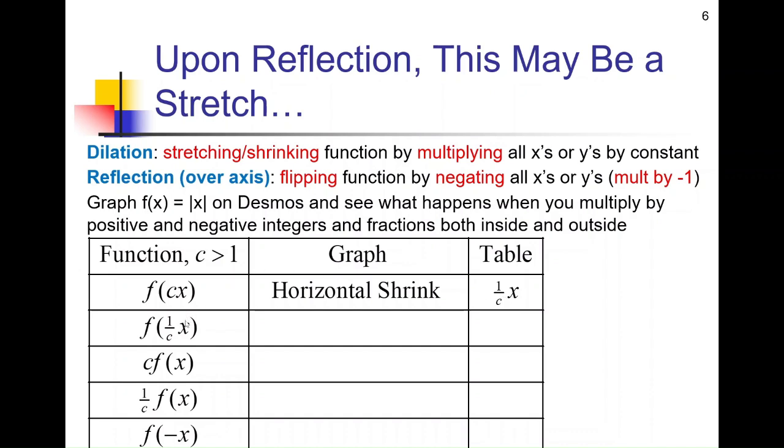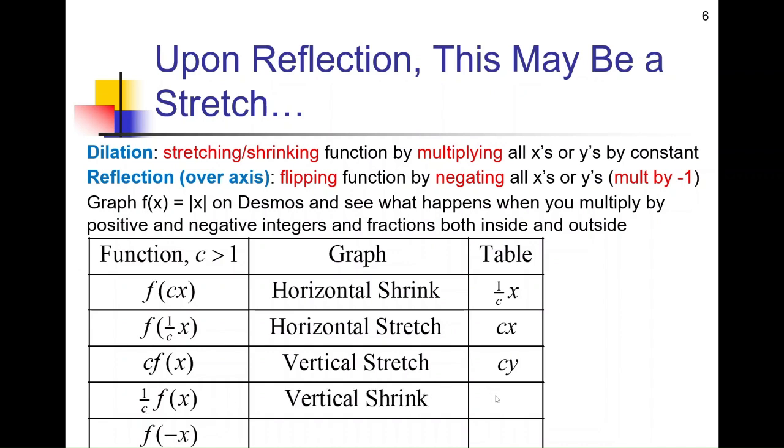Now, if you multiply by a fraction inside, that's going to give you a horizontal stretch. And then instead of dividing by c here, you're actually multiplying all the x values by c. So again, it's the inverse of what you expect because it's an inside change. Now, the outside changes: a number bigger than 1 outside gives us a vertical stretch, and that's going to be c times the y value. We really are multiplying by c in this case. Dividing by a number outside gives us a vertical shrink. So 1 over c times y would be the rule for that.